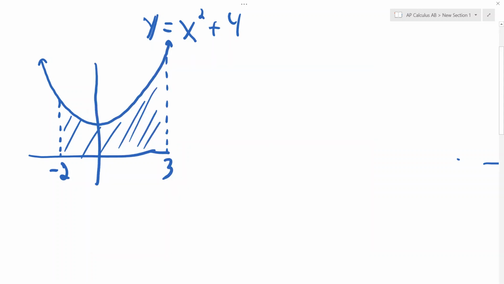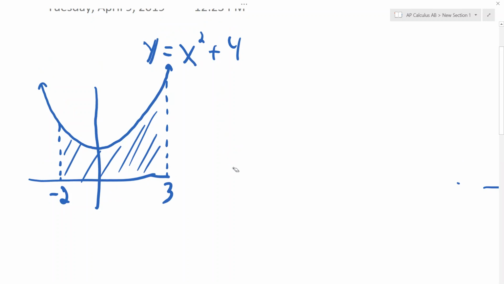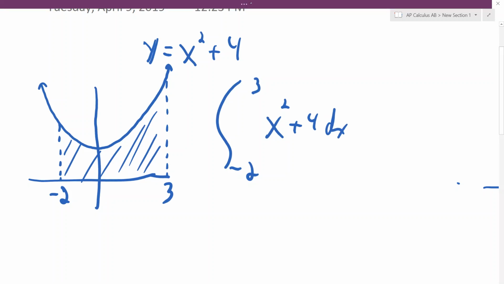When you're asked to find the area of this shaded region here, everybody knows that it's the integral from -2 to 3 of that function. Keep in mind what we're really doing.